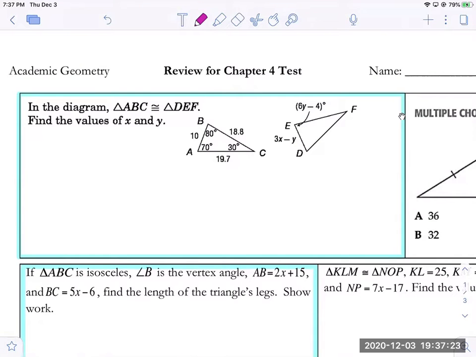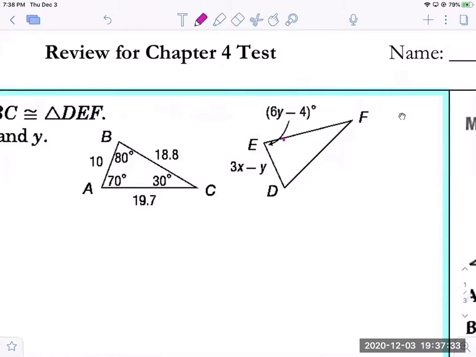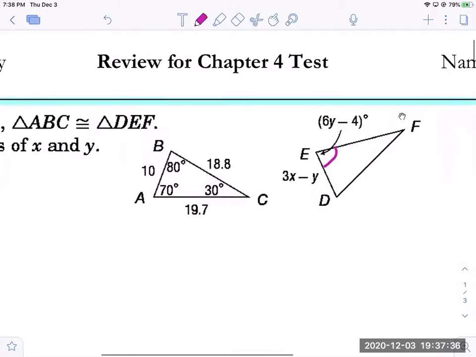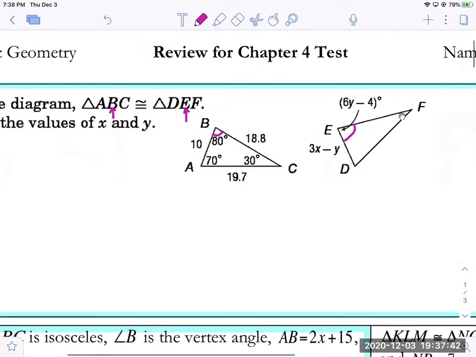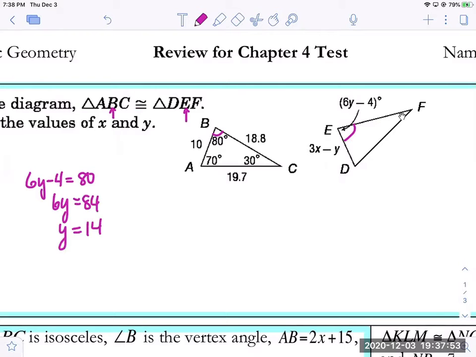Going to talk through a few solutions for problems on the chapter review. So first of all, if the triangles are congruent, then that means if I'm trying to find x and y, let's find y first. Angle E matches up with angle B. So E and B would be congruent. That means that 6y minus 4 is equal to 80. 6y is equal to 84. And that makes y equal to 14.